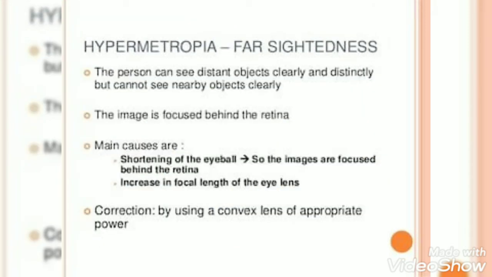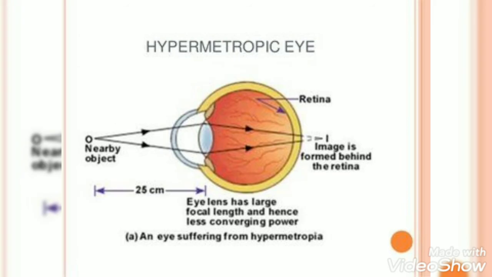Another type of defect is hypermetropia. Hypermetropia means farsightedness. The person can see faraway objects but cannot see nearby objects. The image is focused behind the retina. It is due to the shortening of the eyeball or increase in the focal length of the eye lens. Correction can be done by a convex lens. Myopia is corrected by a concave lens, hypermetropia by a convex lens. A convex lens is a converging lens.